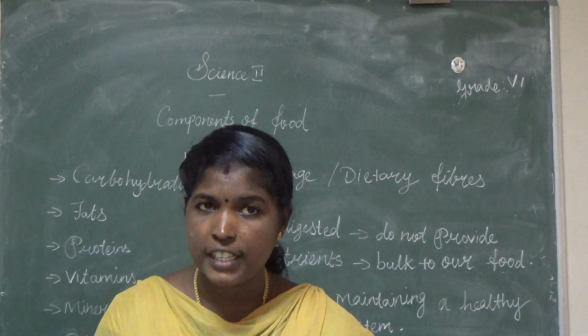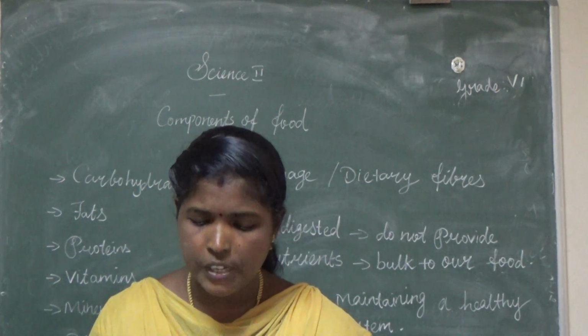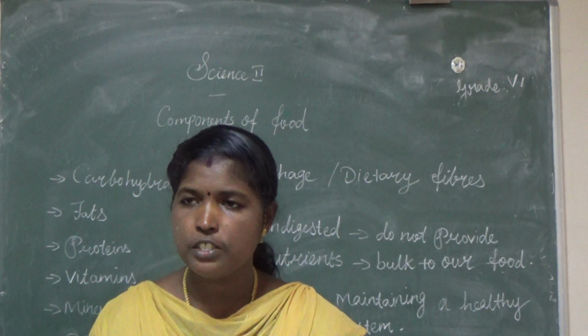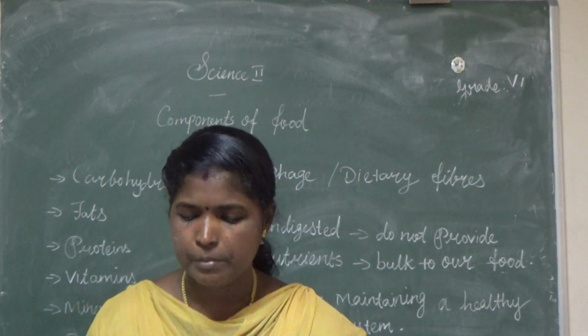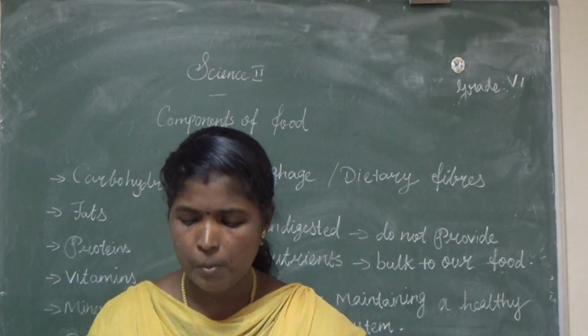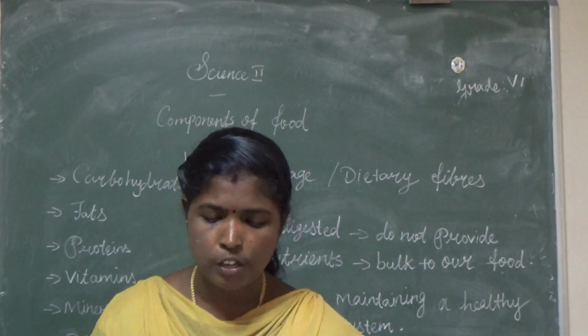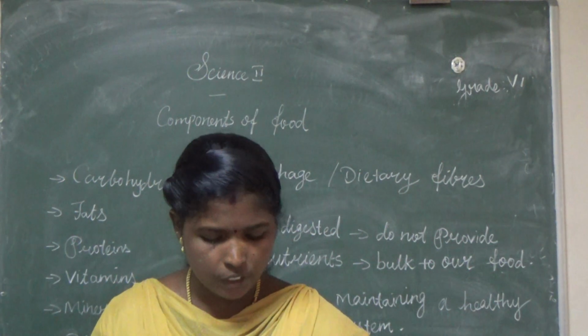Then roughage helps in maintaining a healthy digestive system. After that, dietary fibers are of 2 types: soluble and insoluble. Mark up to constipation. Okay, Roman numeral 4, third question.